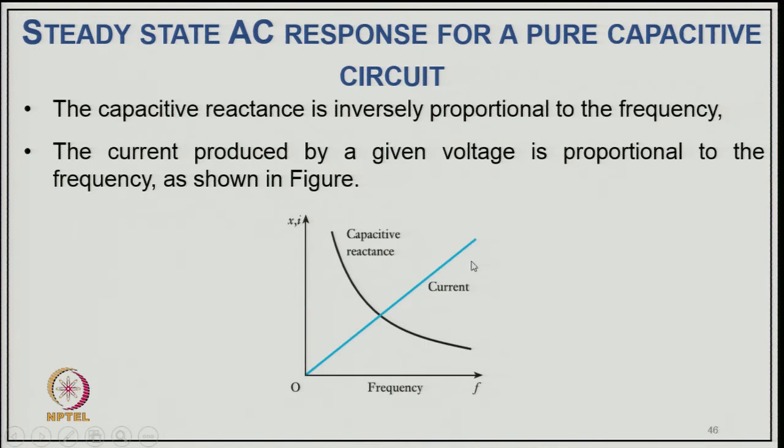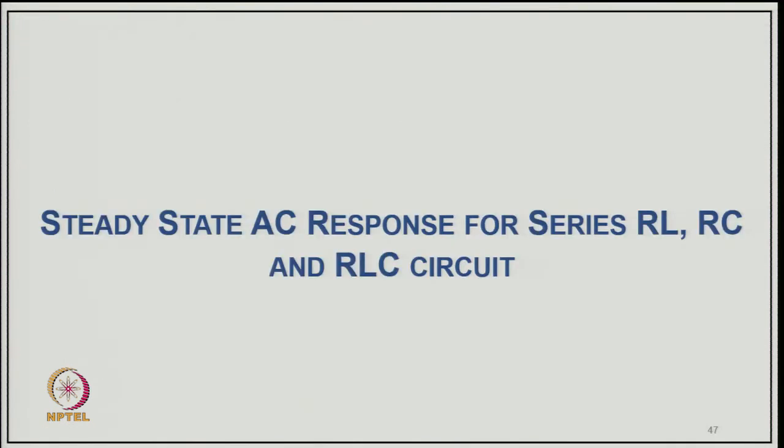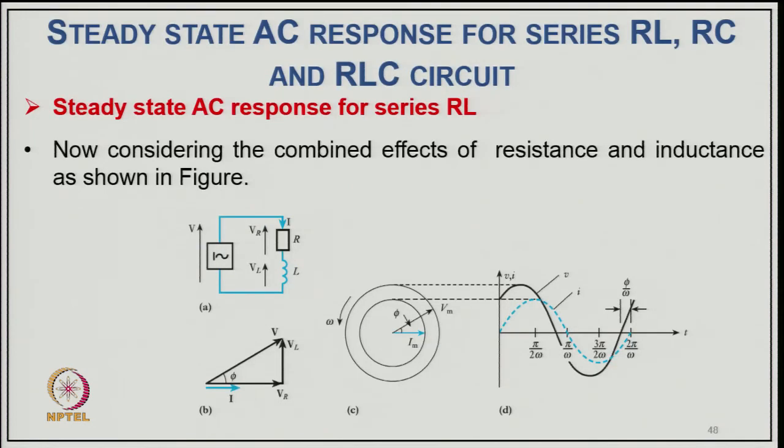Now, coming to the steady state AC response for series RL, RC and RLC circuits. Let us discuss the steady state AC response for a series RL circuit. Considering the combined effect of resistance and inductance as shown in the figure, we have an AC source, a resistance and an inductance. The voltage reaches its peak, and the current peak comes after a little time, at an angle of phi, as you can see here in blue.